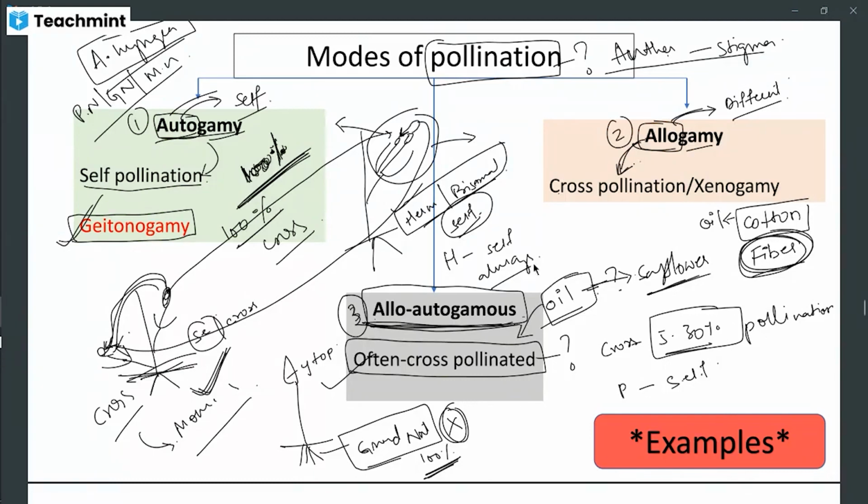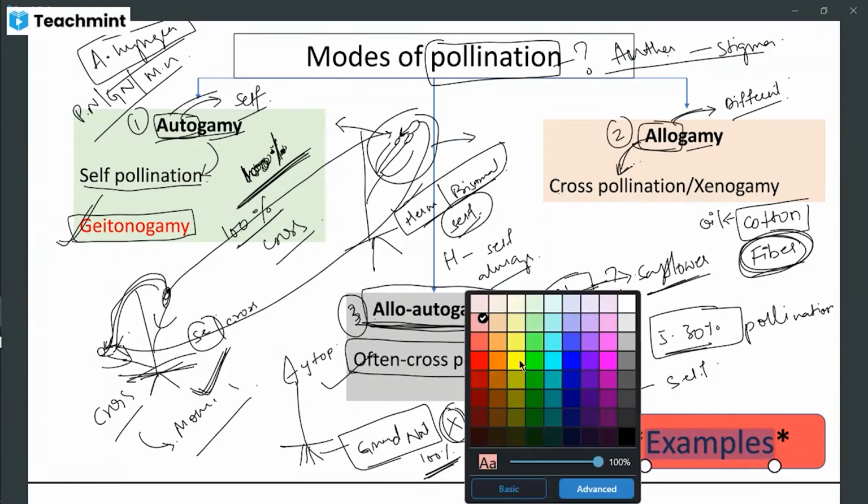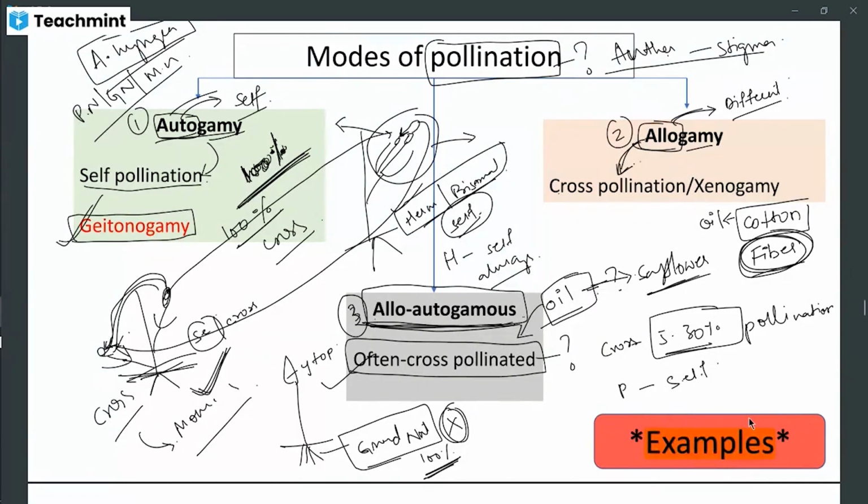And can you tell some examples for self-pollination? The examples are the most important thing in this chapter. I told you in the earlier class also. So, what are the examples for self-pollination? Paddy. Okay, paddy. Wheat, tomato, potato. Groundnut. Yeah, groundnut.